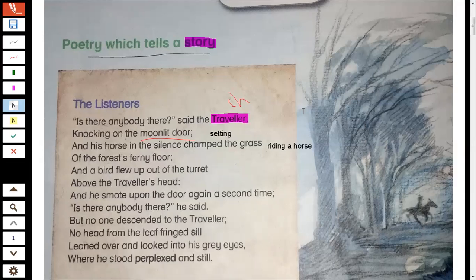Now, moving forward to the fourth line, of the forest's ferny floor. Let's analyze together the third and fourth lines. And his horse in the silence. The word silence here, what part of your senses are we using? We're using the hearing sense, right? In the silence, it gives you what impression? Which impression does it give you? Think of it clearly, please.